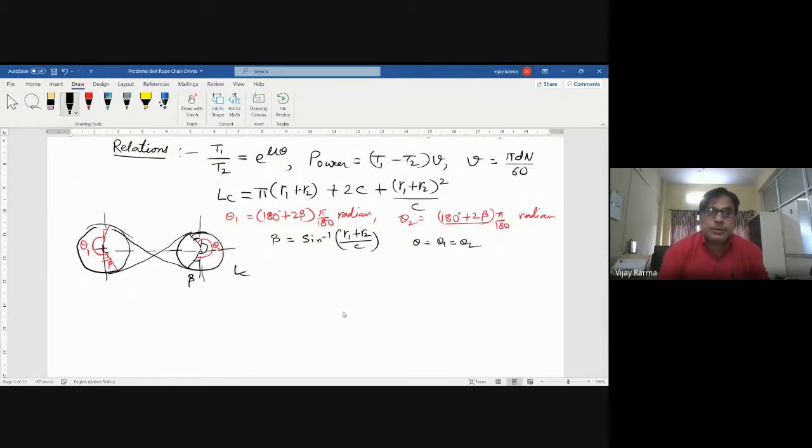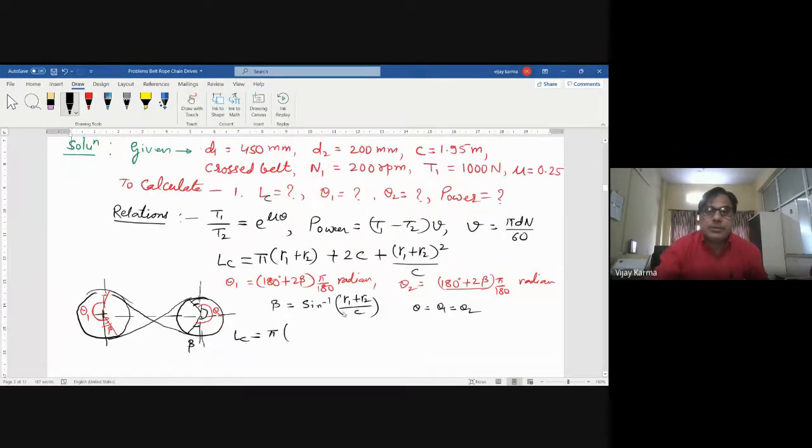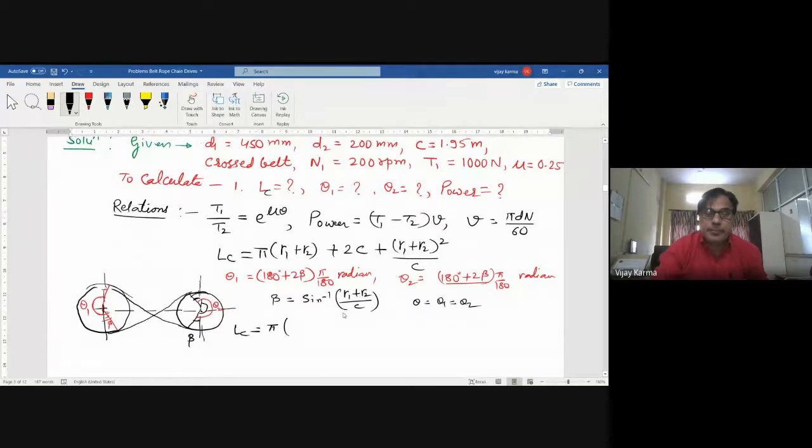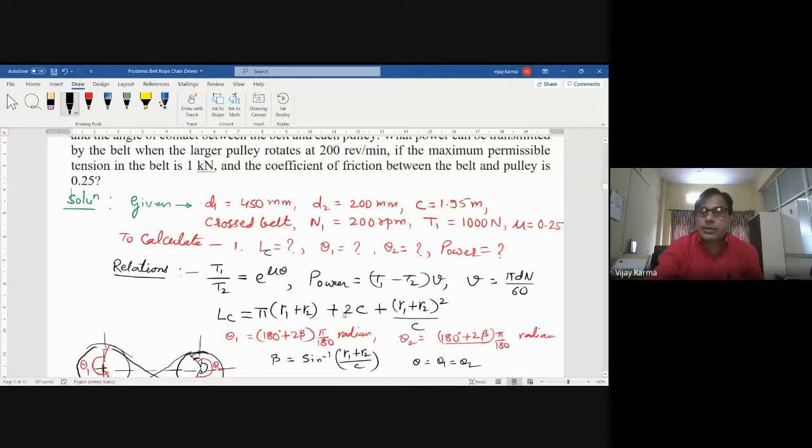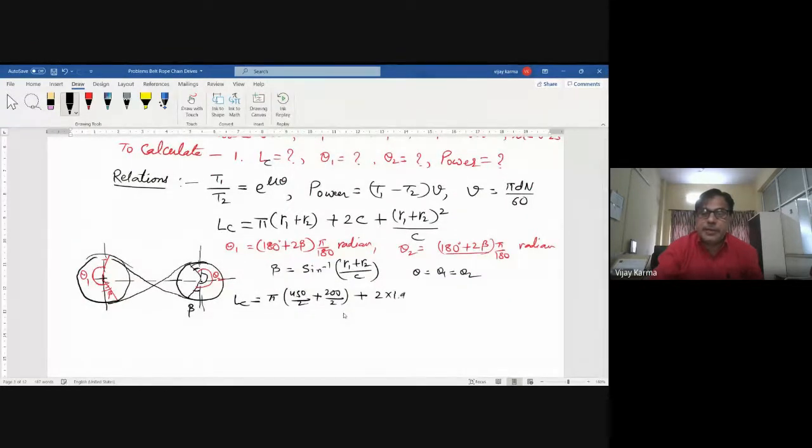So the length of the cross belt is equal to pi times R1, and R1 is D1 by 2. D1 is 450, so this is 450 by 2 plus 200 by 2, plus 2 into C, that is 1.95. This 1.95 is in meters, and the rest was taken in mm, so convert it: dividing the whole thing by 1000 gives meters. Plus R1 plus R2.